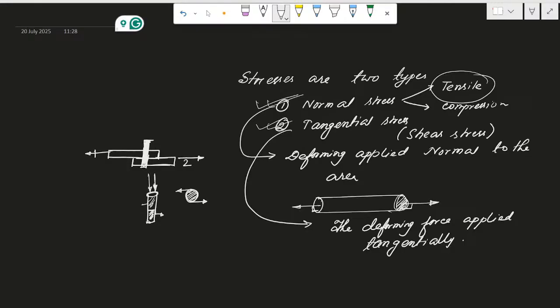Very clearly, it is a unique concept and a fundamental concept. Most of the students get confused about this. When I say normal force, that is normal stress, it is very easy to understand. It is on the surface, so it makes 90 degrees with it. But when I say tangential stress, then you need to consider it like this. This is shear stress. Shear stress means two plates are bolted together, and a bolt is applied over here.